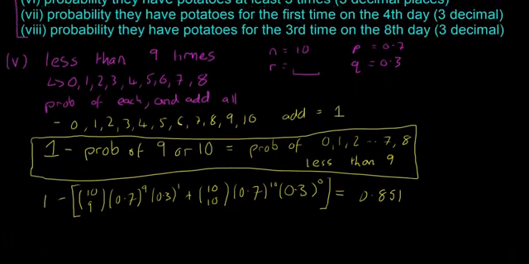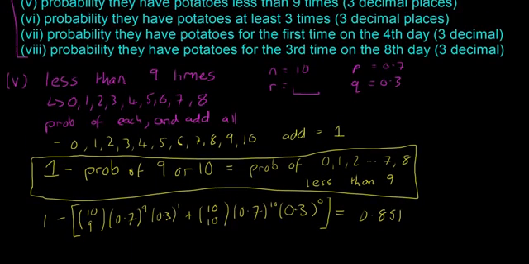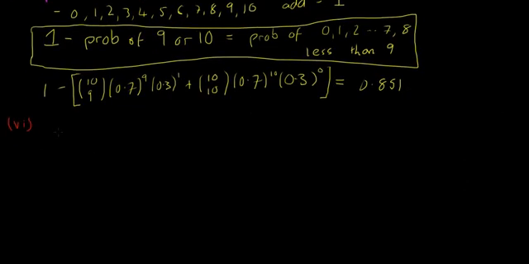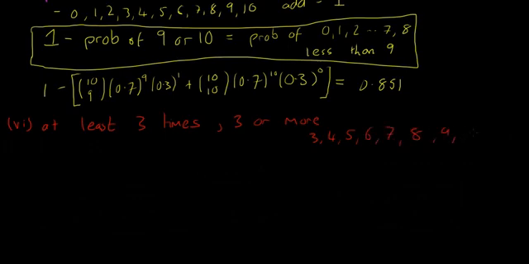And we're going to use a similar method. So part 6 is the probability they have potatoes at least 3 times. So what does at least 3 times mean? The way of saying that is 3 or more, which means 3, 4, 5, 6, 7, 8, 9, or 10 times. So all of those different possibilities. So again, we could calculate all of those probabilities and add them all together, but 0, 1, and 2 are the ones that aren't included.